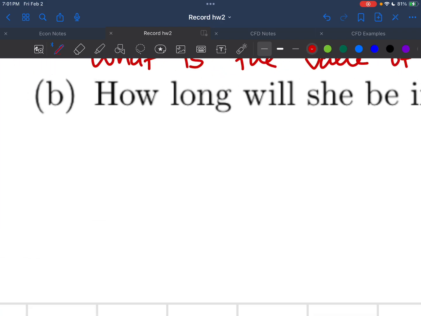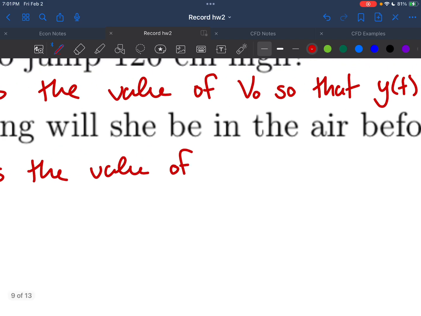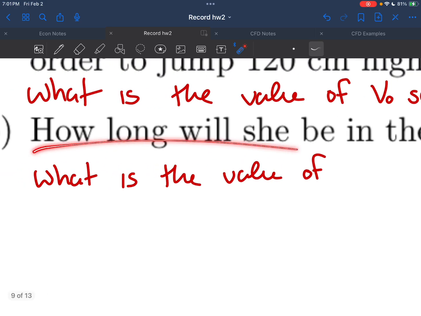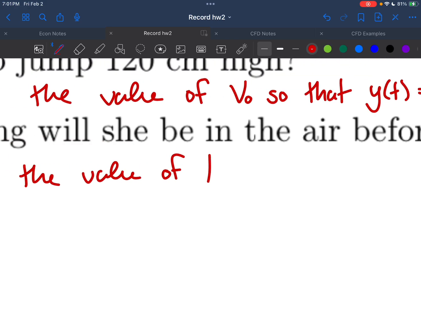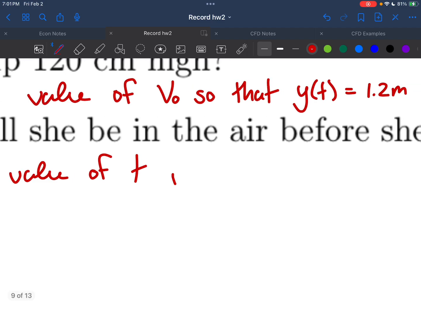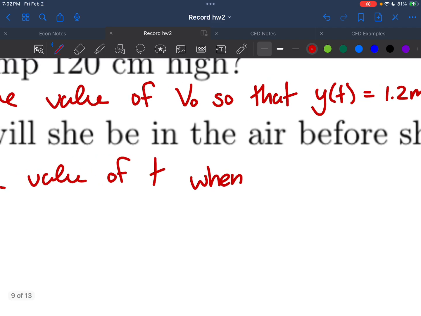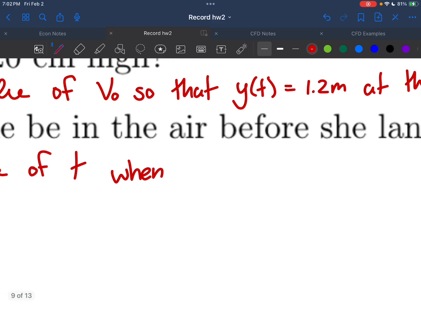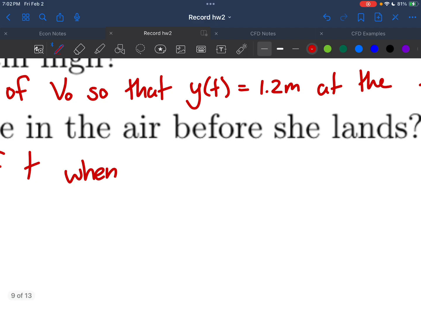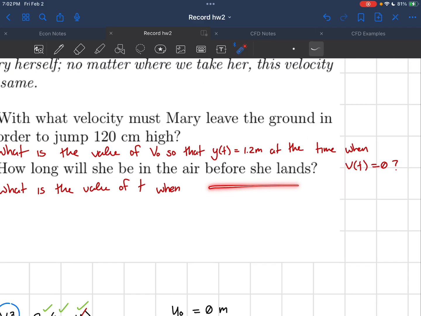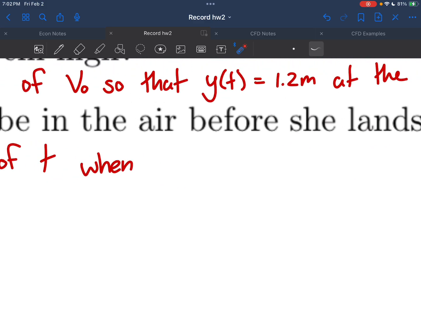So what is the value of, well, I'm solving for how long she's in the air, so I'm solving for time. What is the value of t at the time when, I guess we could say, we're solving for the time when. How do I know that she's landing back on the ground? That'll be when my position equals 0.